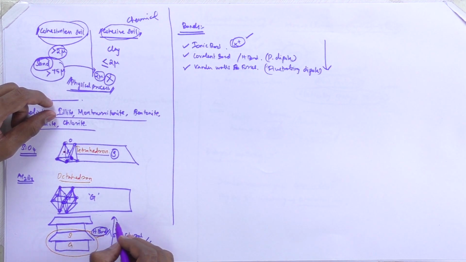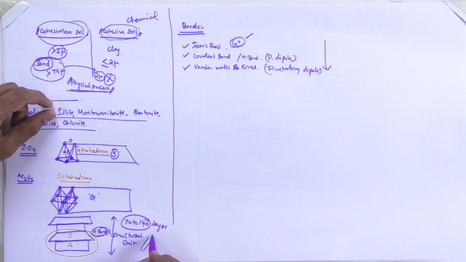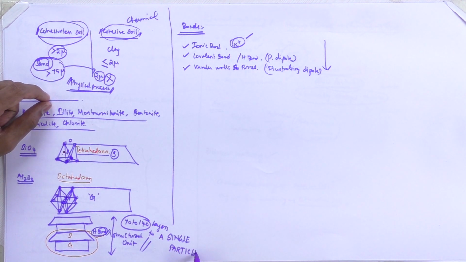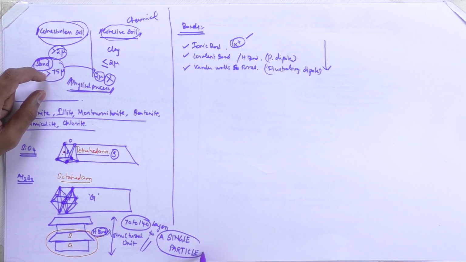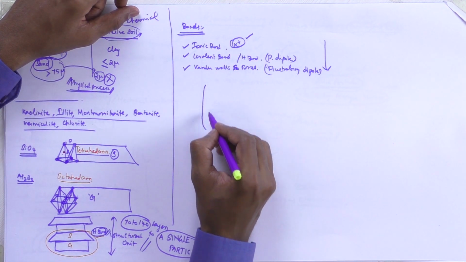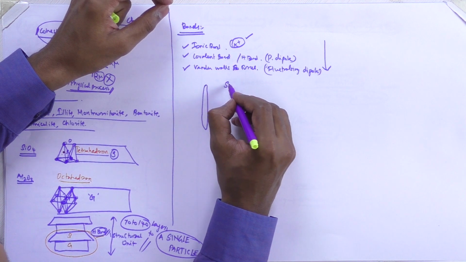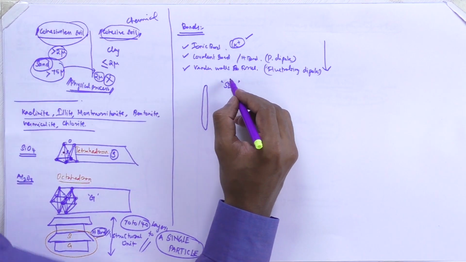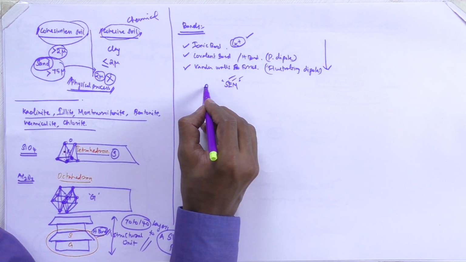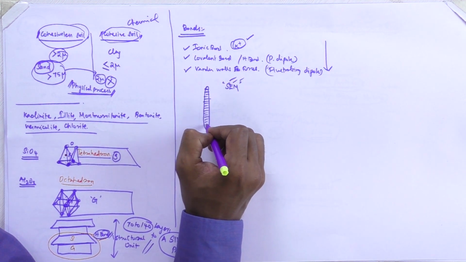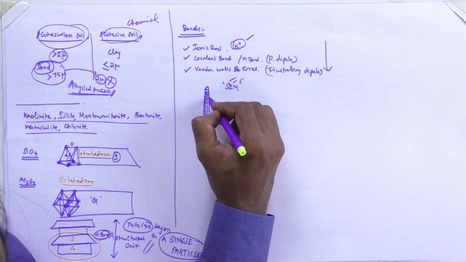So now about 70 to 140 layers come together to form a single particle. A single particle will be like this. In the scanning electron microscope, the SEM in short form, all the particles will be like that, but you cannot see this as a particle.